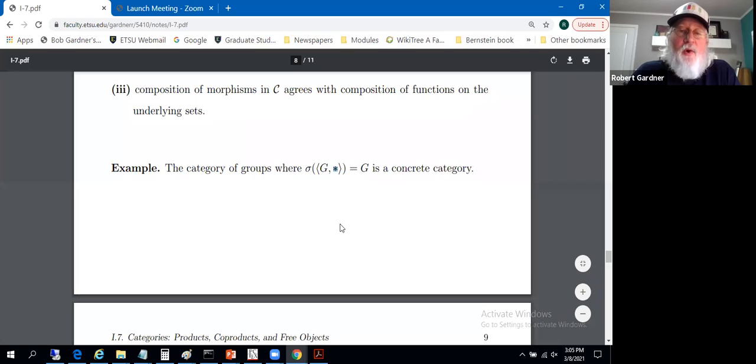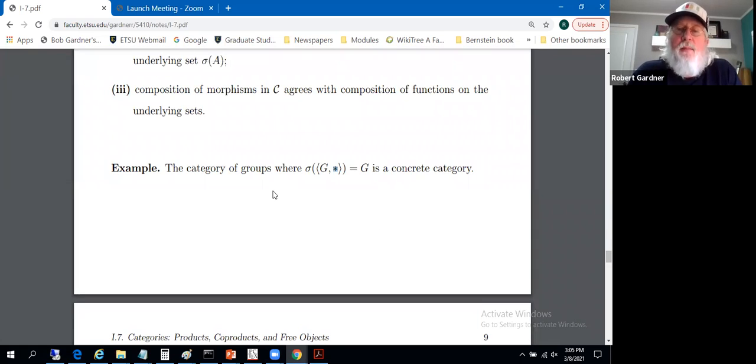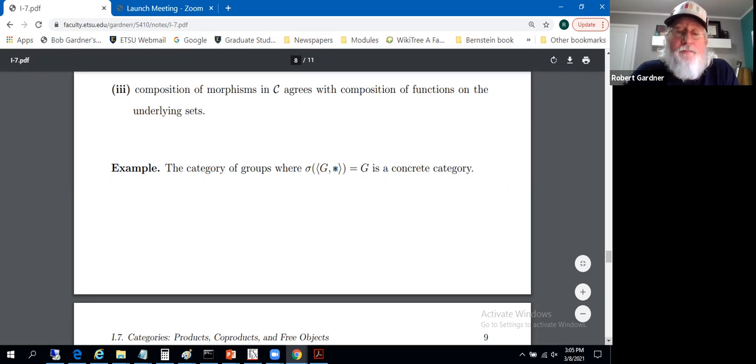In that category, the mappings were homomorphisms, you'll recall. So that's mapping groups to other groups, mapping the set of elements of the groups to the set of elements of the other groups with some additional structure, preservation of the binary operation for homomorphisms. But anyhow, this does allow us to talk about the category of all groups as a concrete category.